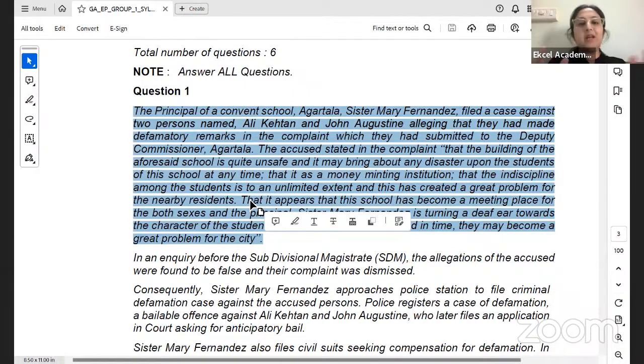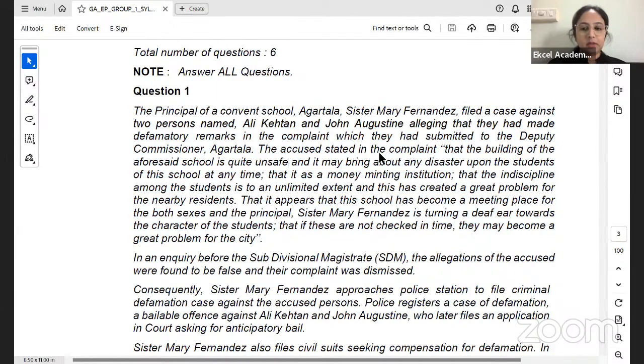So they have given maybe one paragraph of information, but in the whole paragraph, what you have to concentrate on is that the principal is now filing a defamation case against 2 people. Why? Because those 2 people had earlier filed a case against the school principal. So what is that case all about?